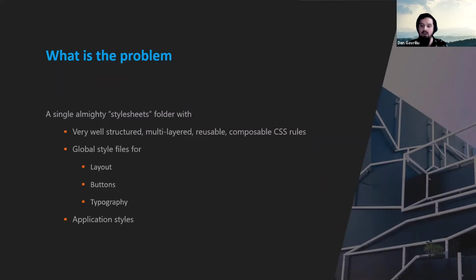I'm not sure you've had the pleasure, but in a lot of projects I've seen a single almighty style sheets folder. Some of you might actually know it. It's the place where all of the styling of the web application that you're working on are placed. Whether it's global styles for layout, for buttons, for typography, or application styles, that's where it's usually placed. There are different folders. Everything is very well structured. It's multi-layered. It's reusable. It's composable CSS rules.